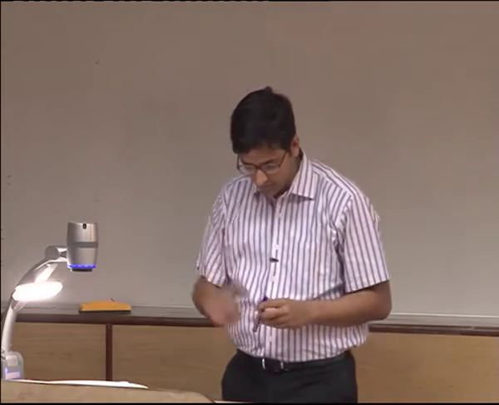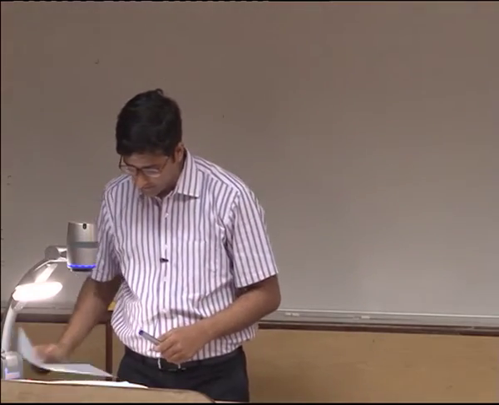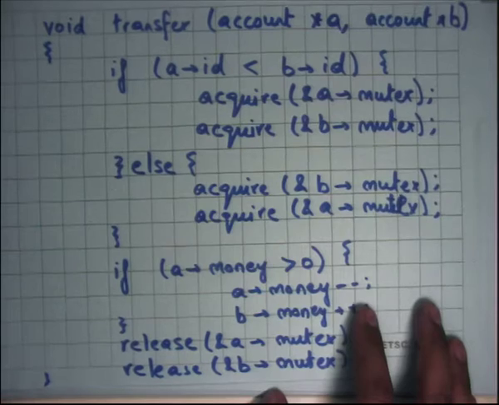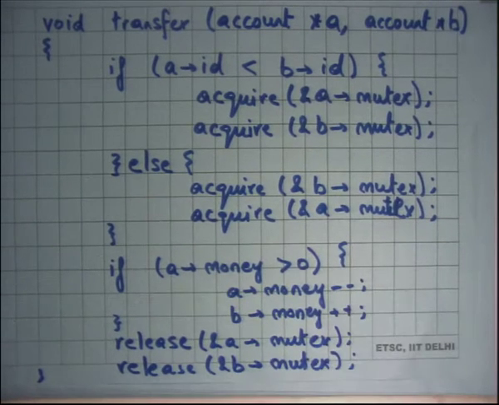So let's look at some examples of what a transaction looks like. Let's look at this running example that we've been using for transferring a unit of money from account A to account B.